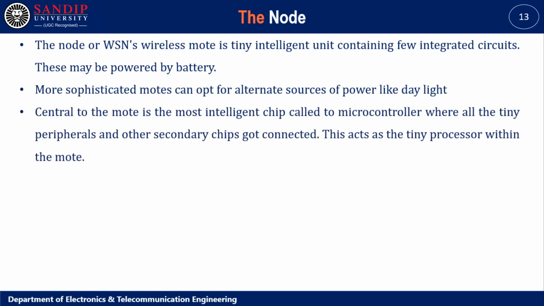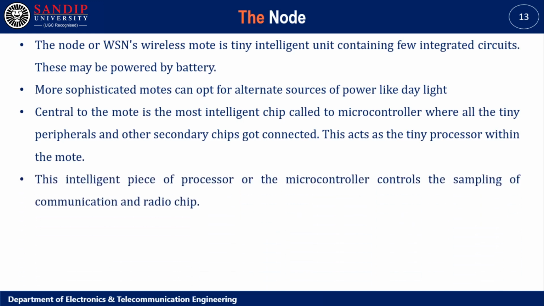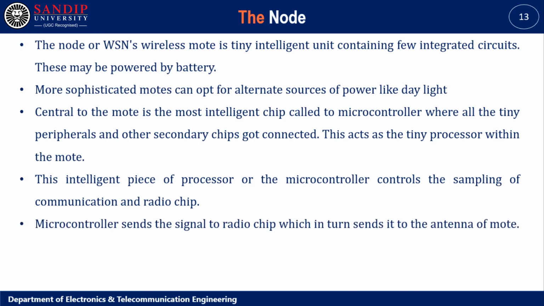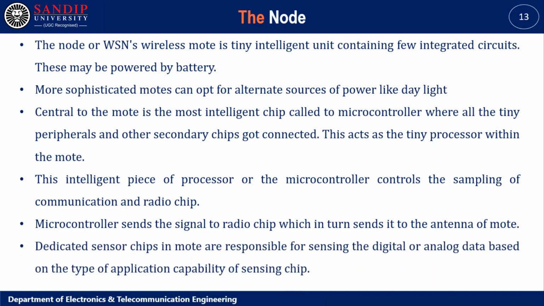Central to the node is the most intelligent chip called the microcontroller, where all the tiny peripherals and other secondary chips get connected. This acts as the tiny processor within the node. This intelligent piece of processor, or the microcontroller, controls the sampling, communication and radio chip. The microcontroller sends the signal to the radio chip, which in turn sends it to the antenna of the node.